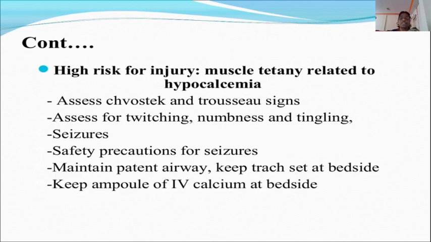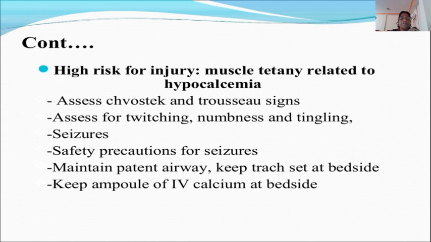Then high risk for injury, muscle tetany related to hypocalcemia. With hypocalcemia the bones will easily break, because of that high risk for injury is the diagnosis. Because muscle tetany is there, they will easily get hypocalcemia. Then assess signs, both facial sign and bone sign, we have to assess for twitching, numbness and tingling. Then seizures, because of seizures they will get accidents, injuries, tongue bite.